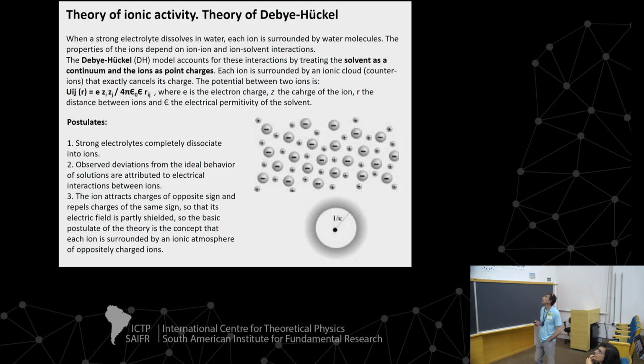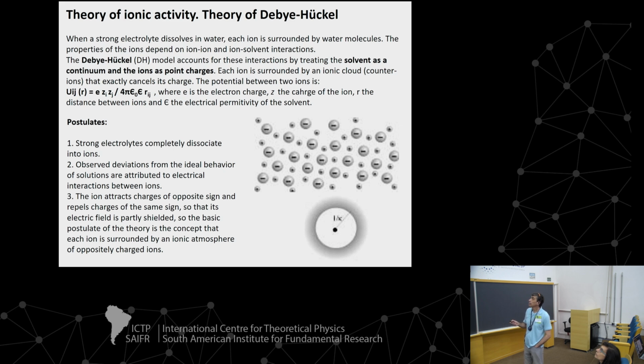But in the Debye-Hückel theory, you consider that when you have a strong electrolyte that is dissolved in water, it dissolves completely, and each ion is surrounded by water molecules and by the rest of the ions. And the Debye-Hückel theory accounts for these interactions, treating the solvent as a continuum. When you consider an interaction, it's a Coulombic interaction that is modulated by this epsilon here, that is the permittivity of the solvent.